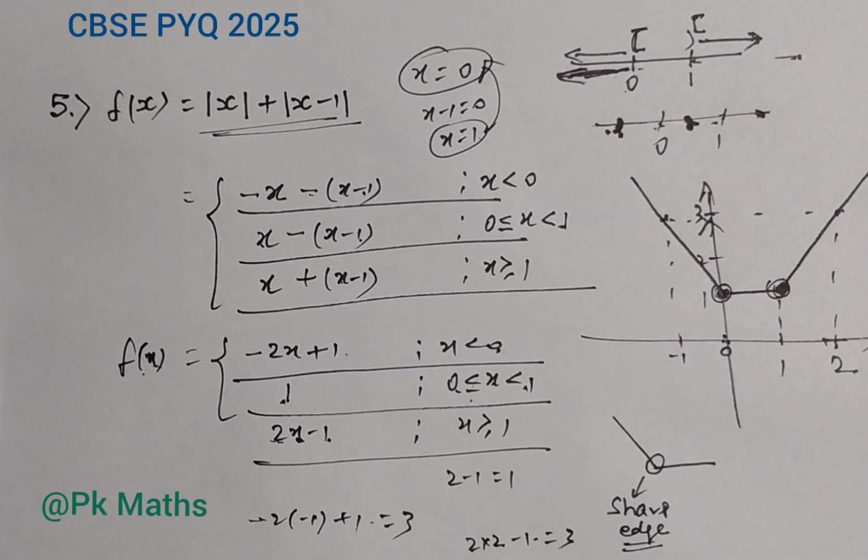Okay, then check your choices. f(x) is continuous but not differentiable at x equals to 0 and x equals to 1. Choice C is your correct answer for this question. So C is the correct answer.